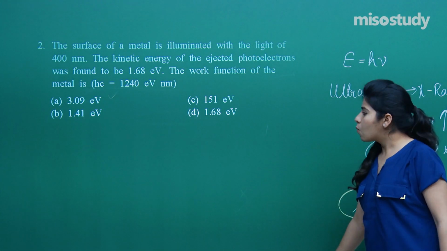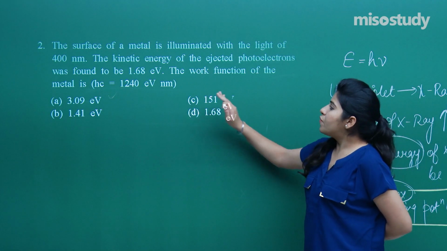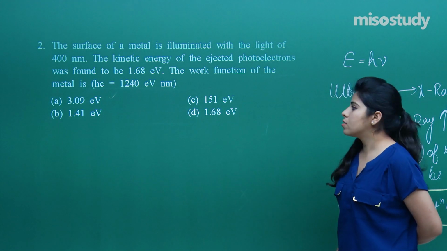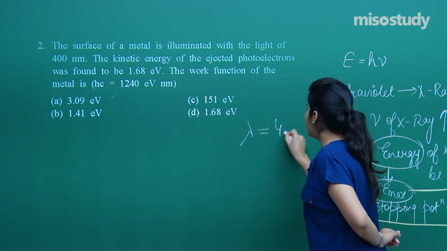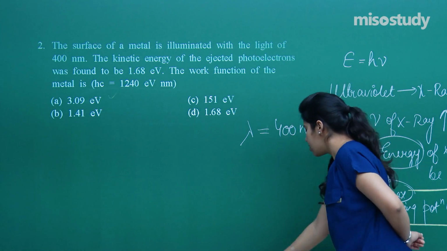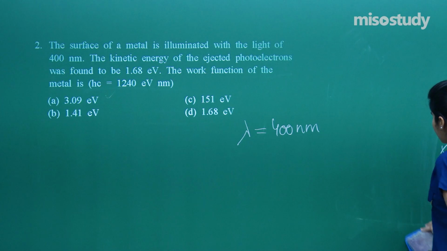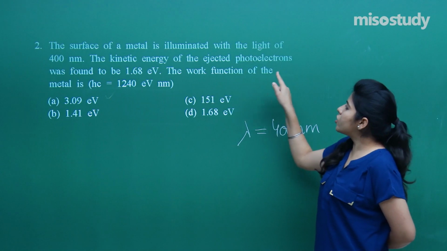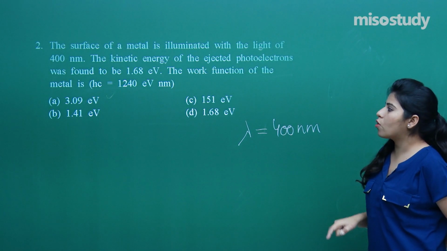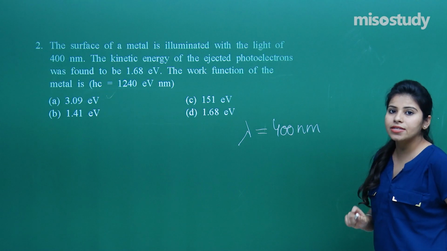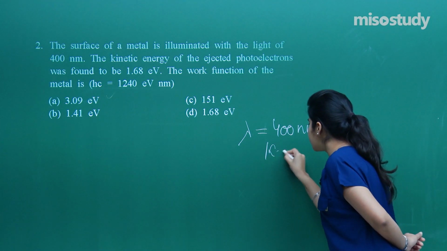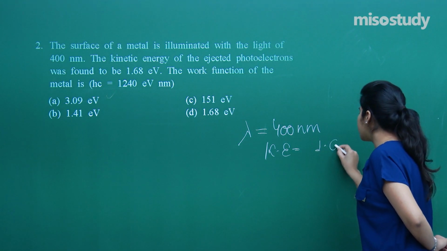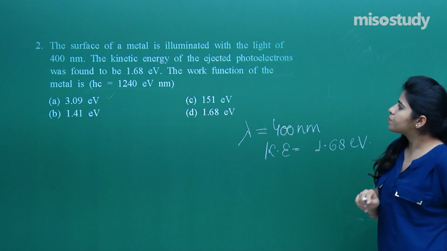So let us see what the second question is. The surface of a metal is illuminated with light of 400 nanometer. So let me write, the wavelength has been given as 400 nanometer. And what else? The kinetic energy of the ejected photoelectrons was found to be 1.68 electron volt. So let me write here, kinetic energy of the ejected photoelectron was 1.68 electron volt.